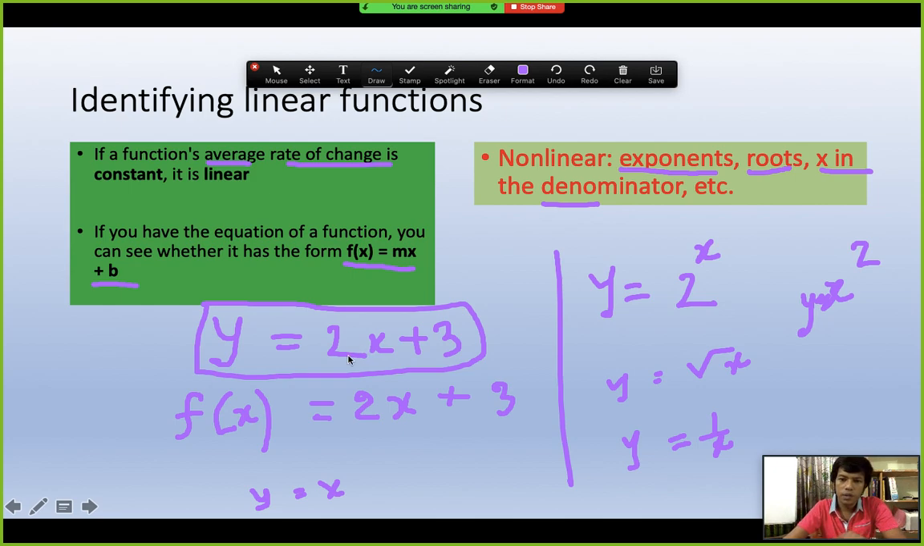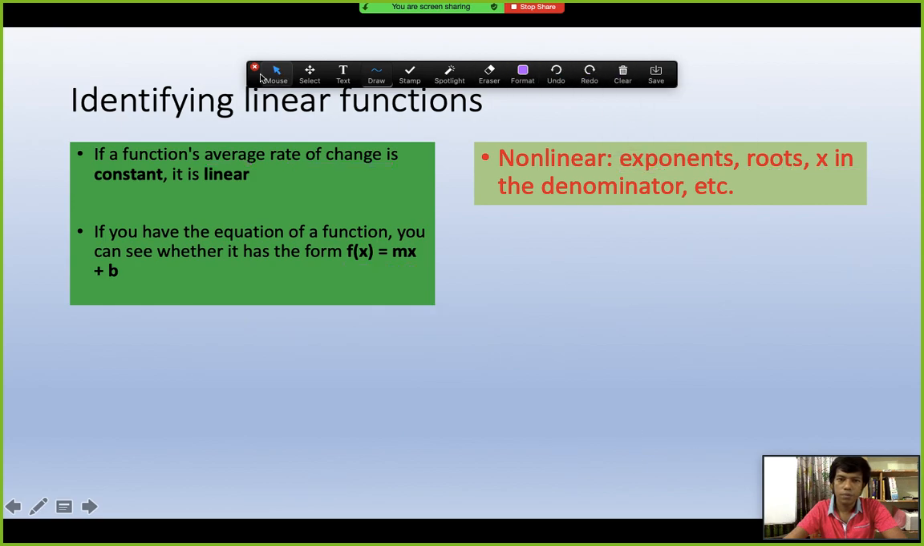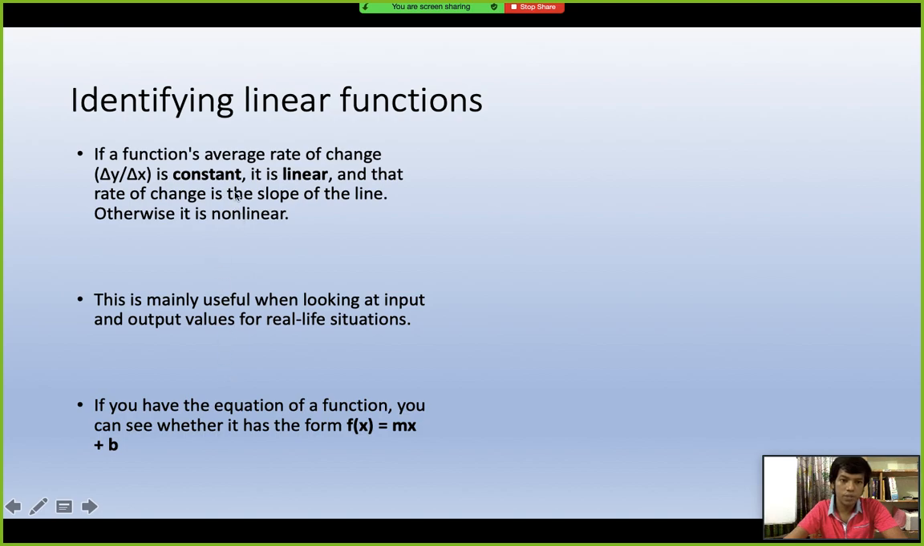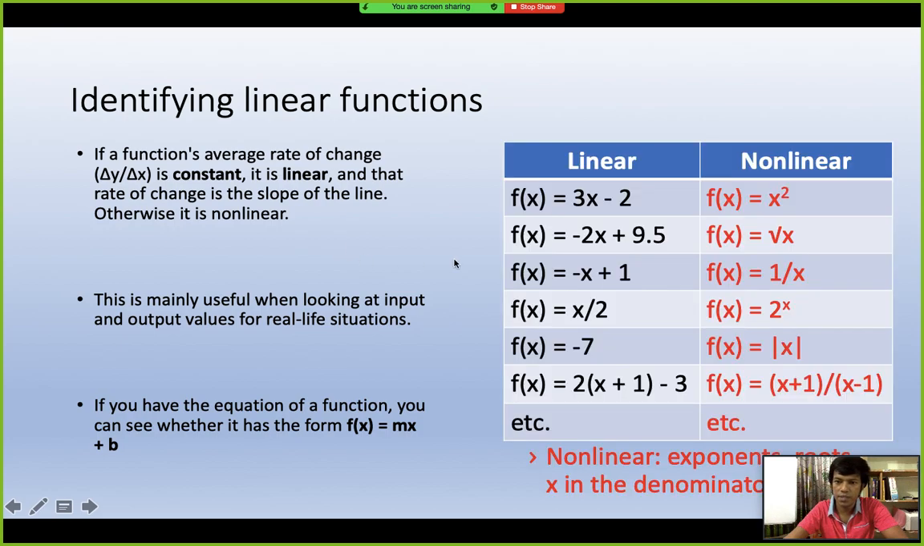One easy way to differentiate is the power of x and y. The power is 1 here. Power is 1 here. So let's look at the next page, where we have written this once again. The average rate of change means delta y by delta x, which is the slope, and it has to be constant, or the shape will be y = mx + c, or f(x) = mx + c. These are more examples.